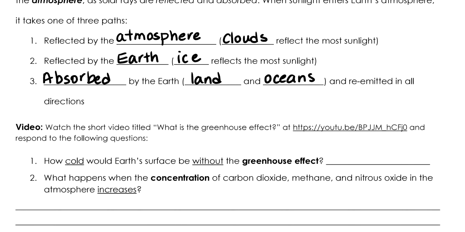Next, we're going to watch a short video on YouTube called What is the Greenhouse Effect? You can access this video by clicking on the link in the lesson notes or searching for the video by title when you get to YouTube. As we watch, we're looking to answer the following questions. How cold would Earth's surface be without the greenhouse effect? And what happens when the concentration of carbon dioxide, methane, and nitrous oxide in the atmosphere increases? Please pause the video here while you go to YouTube and watch this short film.